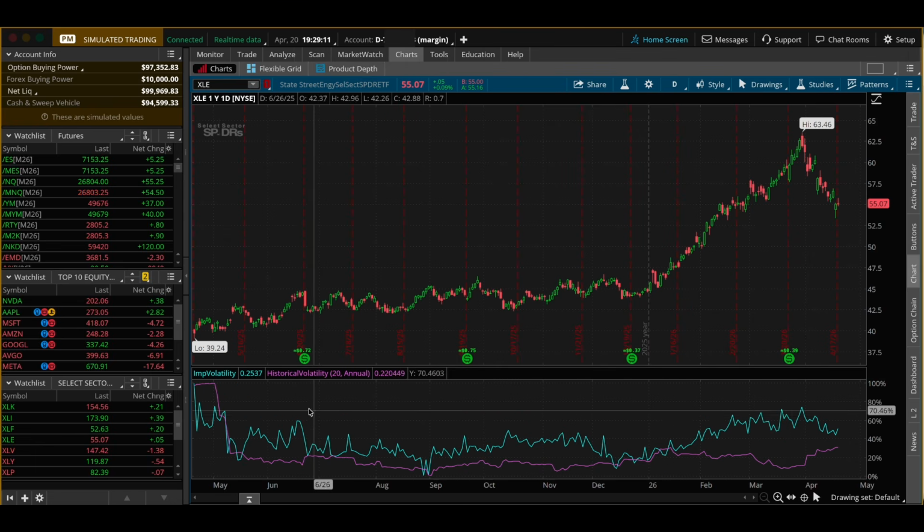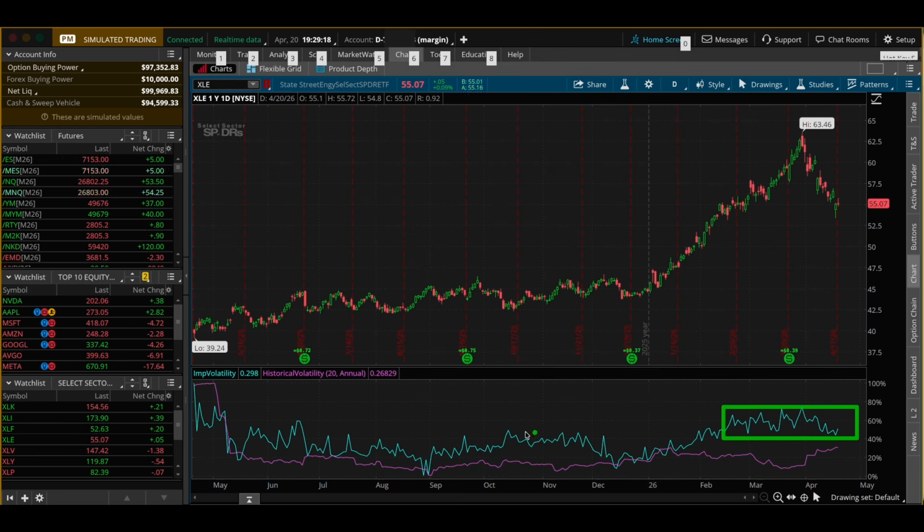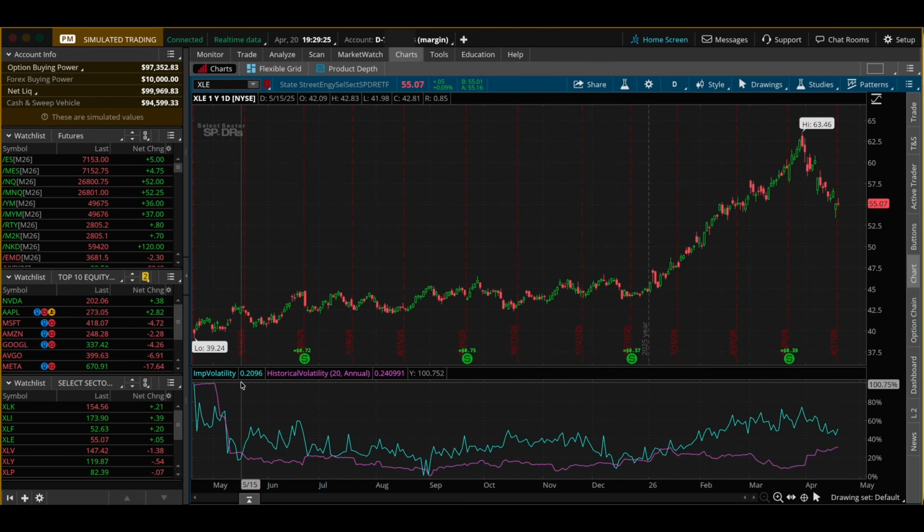And when we take a look at this blue line here, we can just see how it's kind of trading up in here, whereby typically it trades slightly lower. Okay. And implied volatility is directly related to option premium. So we know that the options are trading probably fairly juicy in this ETF right now. So let's head over to the trade tab.